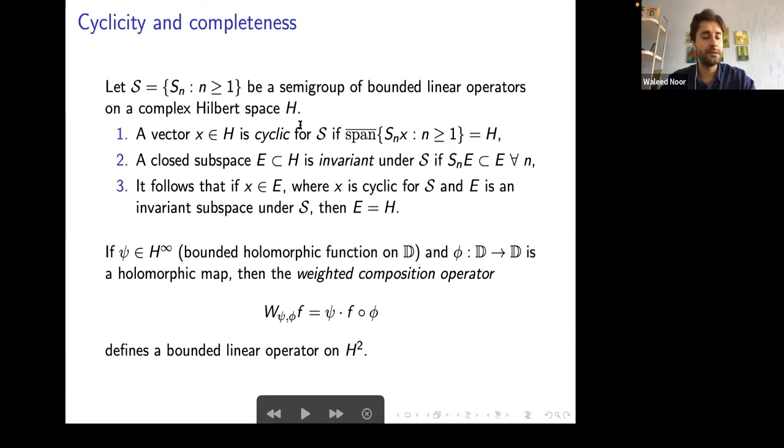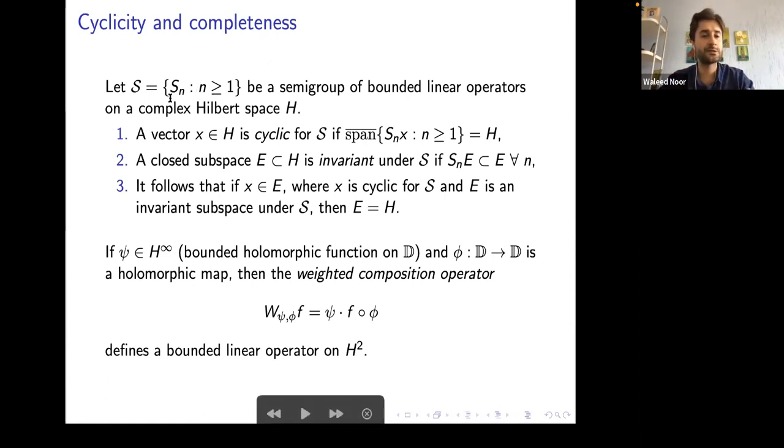So combining these two, it follows that if X is a cyclic vector, which is contained in an invariant subspace under the semigroup S, it follows immediately then that this invariant subspace must be the whole space H. Why? Because H is invariant under the semigroup, but at the same time, X is a cyclic vector. So it will expand and generate the whole space. So it's a simple observation, which is a crucial step in the proofs.